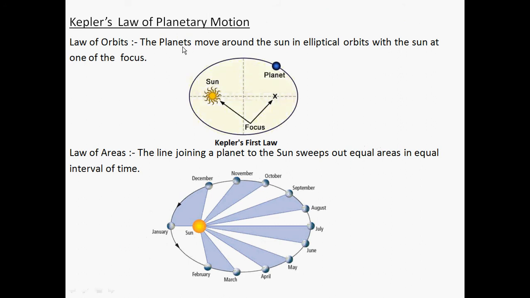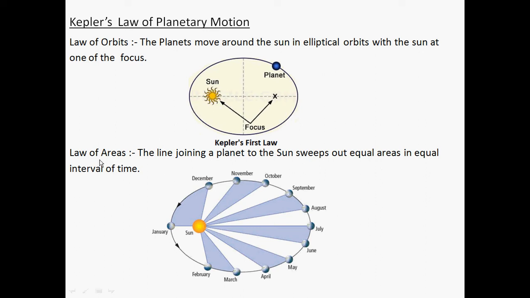It says that the planets move around the sun in elliptical orbits with the sun at one of the foci. So what is an ellipse? An ellipse is a circular shape which has a proportionally symmetrical structure, and the ellipse has two axes, that is, one is a minor axis and one is a major axis. On the major axis there are two points located equidistant from the center, and they are named the two foci. At one of the foci the sun lies, which states the law of orbits.